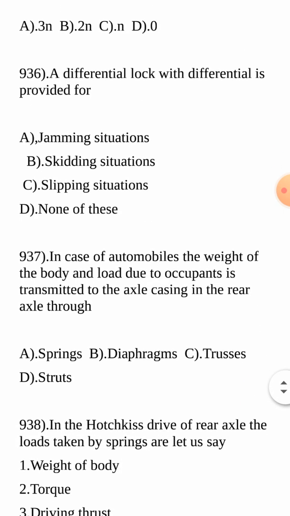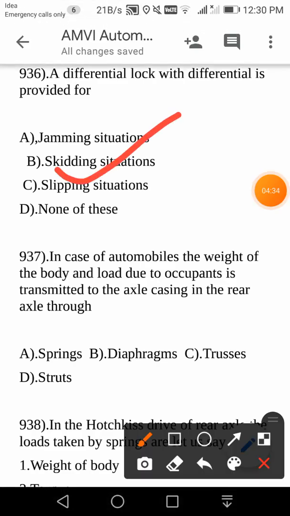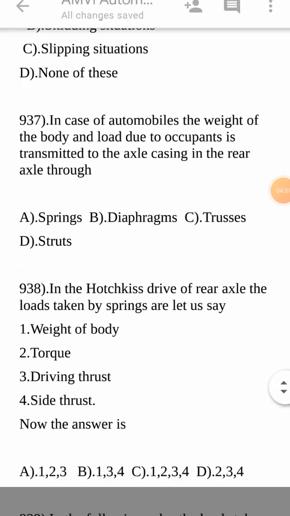A differential lock, once again it's a good question. A differential lock with a differential is provided for. Is it jamming situations, or skidding situations, or slipping situations? Or to confuse you more, he may give the D bit as overturning situations, right? Which is your answer? It is actually a differential lock with differential is provided for slipping situations. Your answer is C. Okay boys, right.